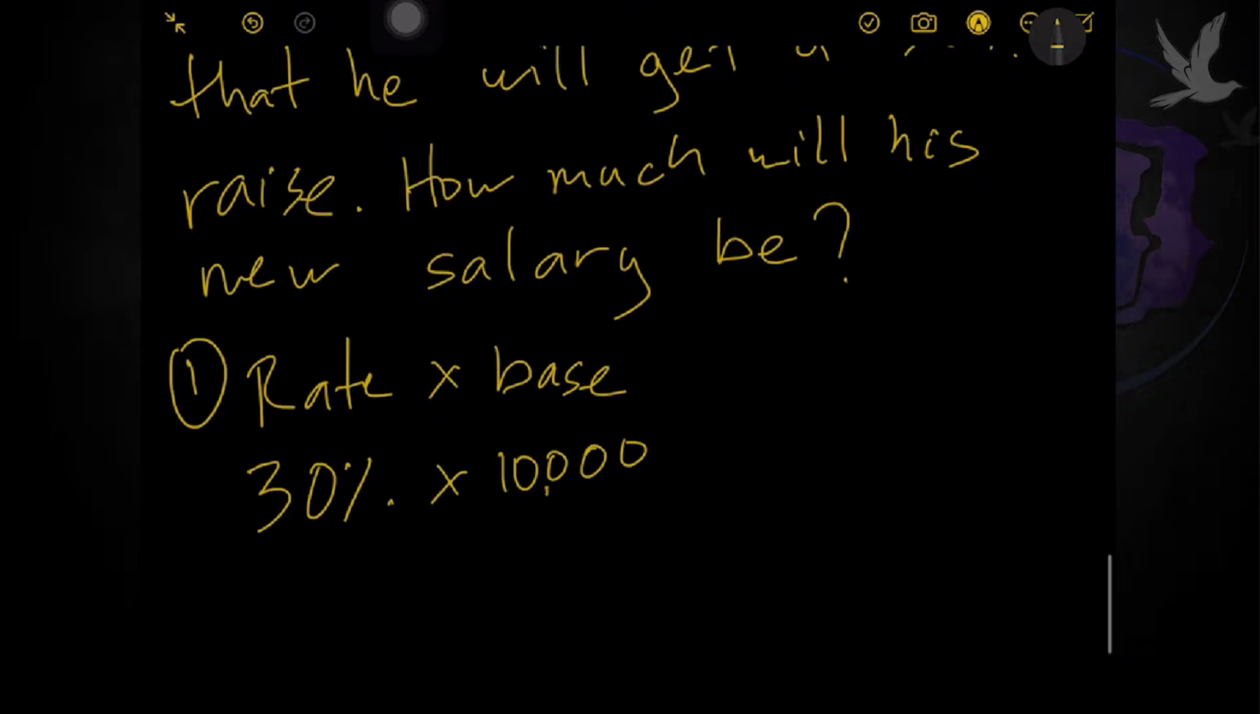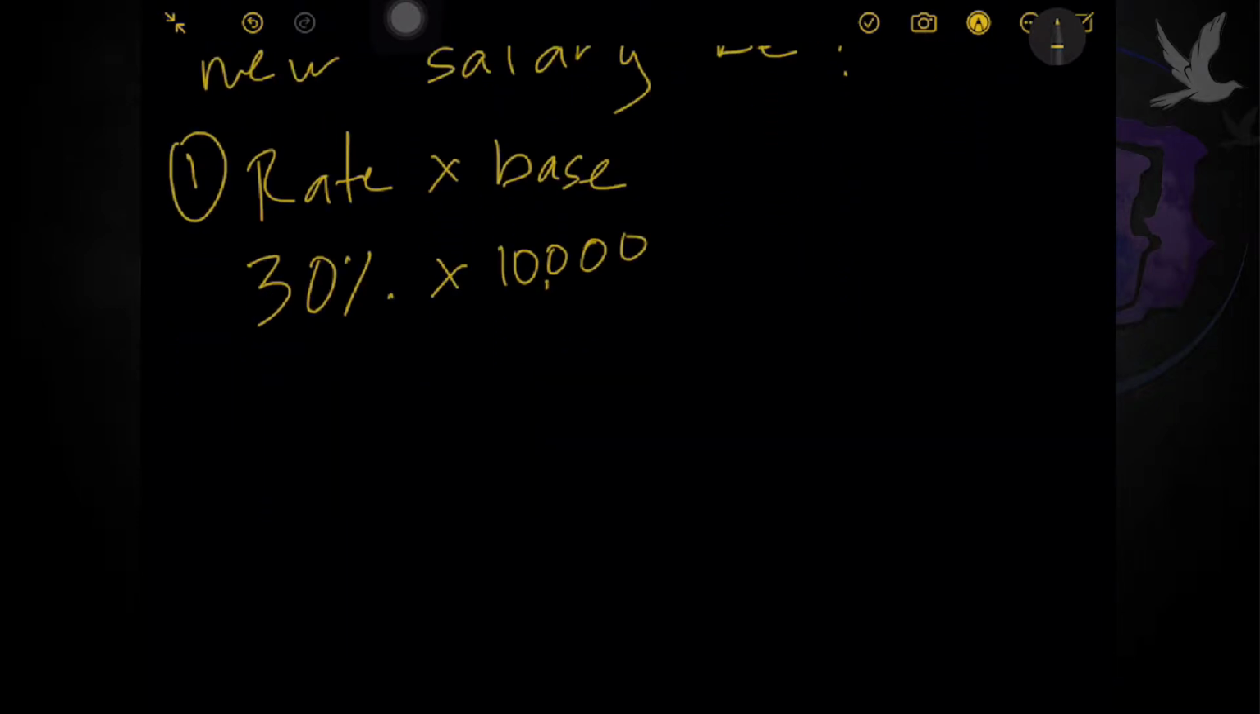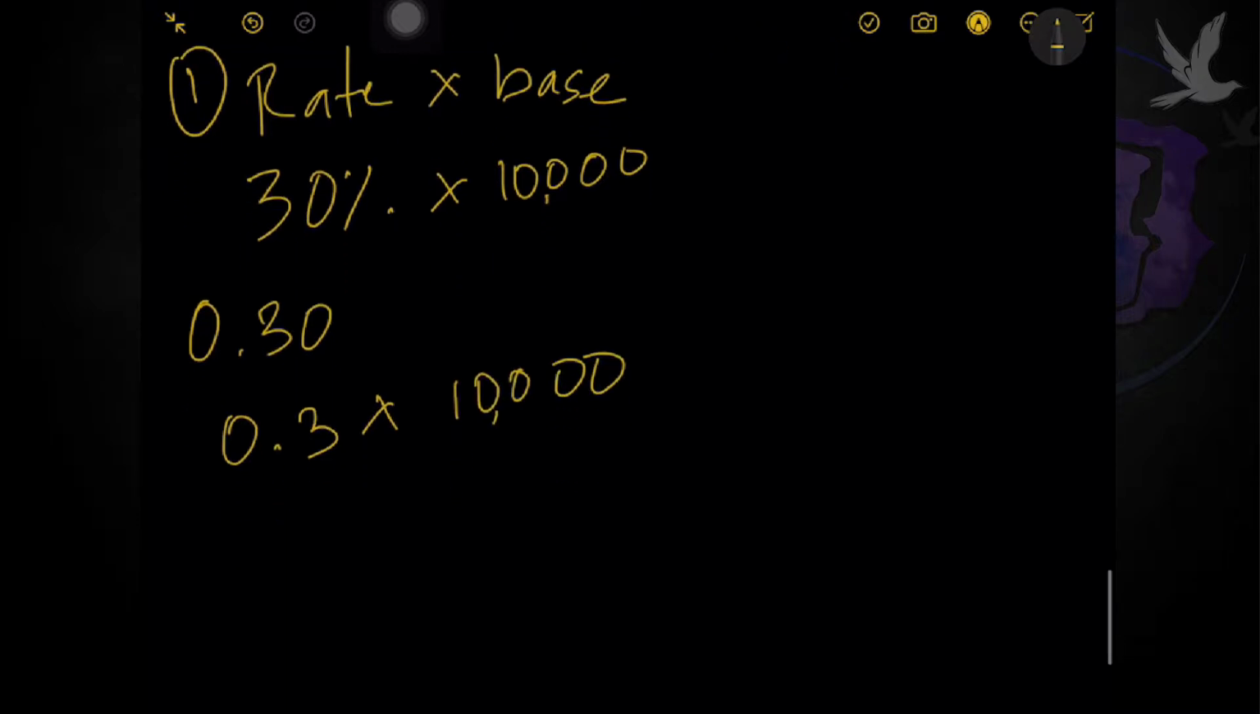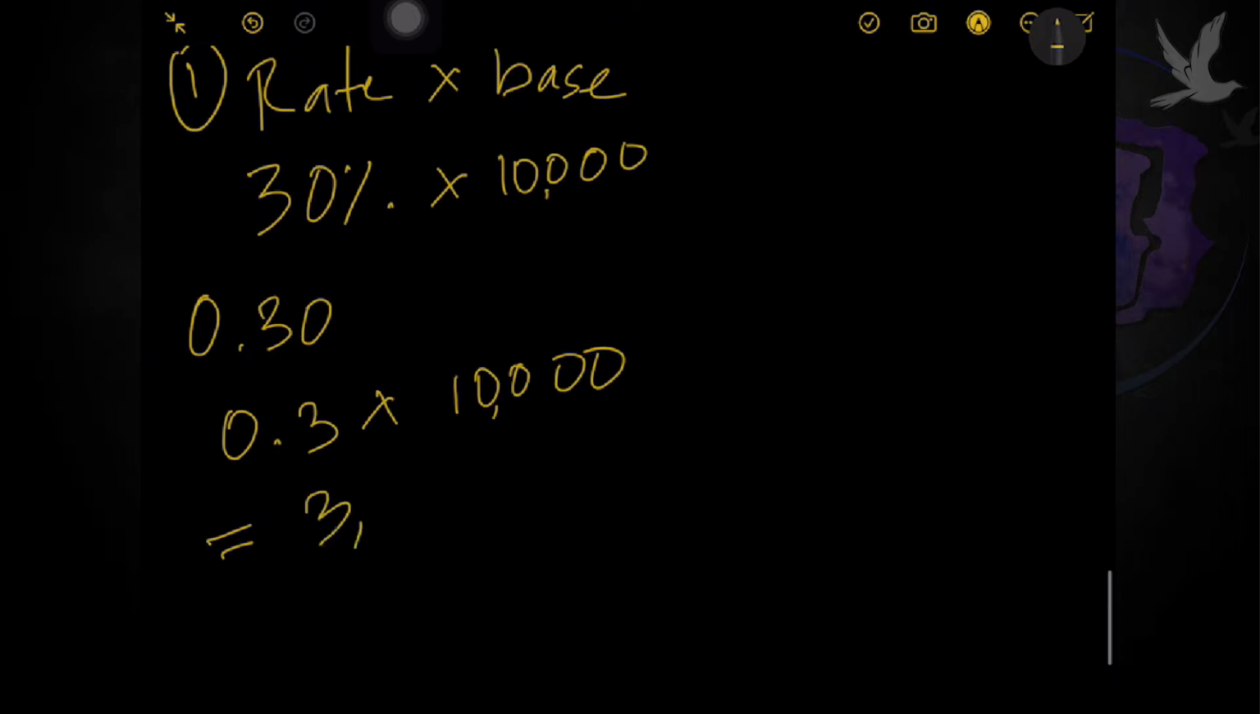Multiplying, so, pero yun na nga, 30% should be converted pa muna to a decimal. So that's 0.30 or just 0.3 alone. Kasi the zero after the decimal, if it's the last digit, useless na yan siya. Okay, 0.30 is just the same as 0.3. Remember when I wrote a lot of zero sa board? Okay, so ganun lang yun. So multiplied to 10,000, and doing so, we now have an answer of 3,000.